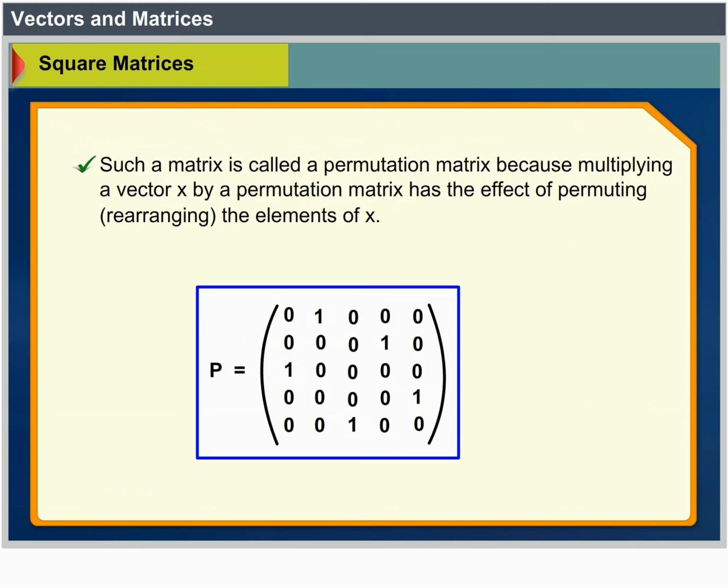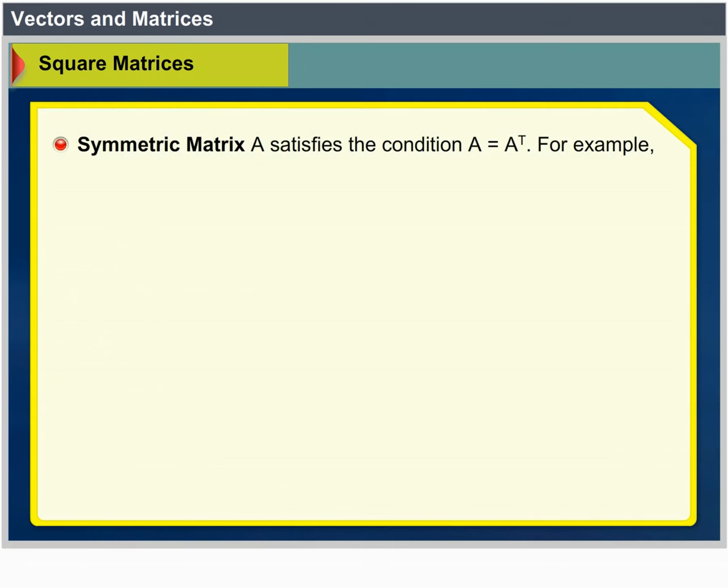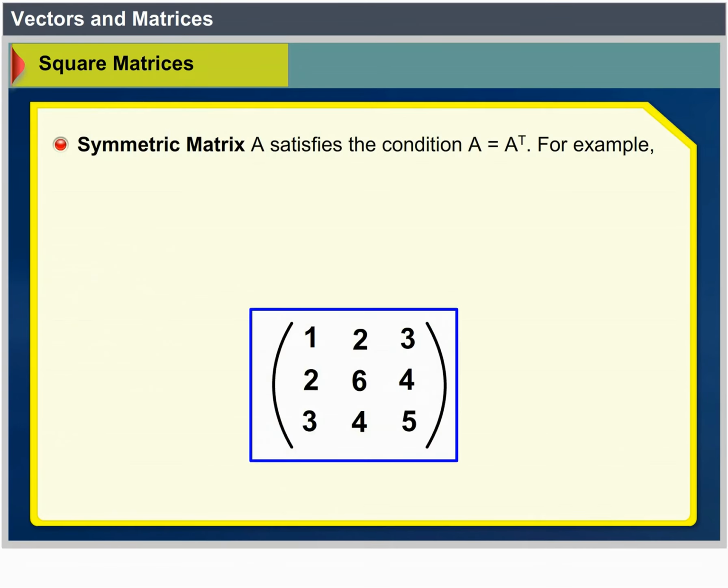A symmetric matrix A satisfies the condition A equal to A transpose. An example of a symmetric matrix is shown here.